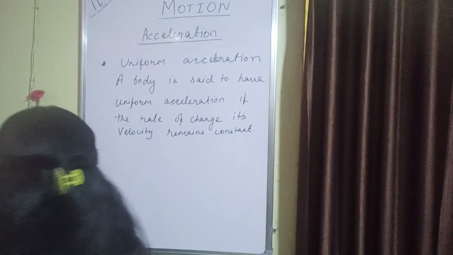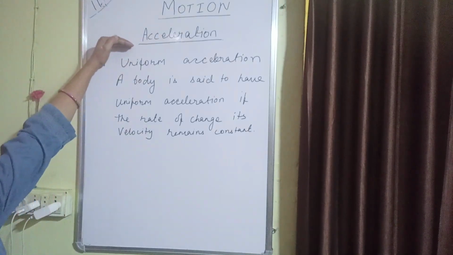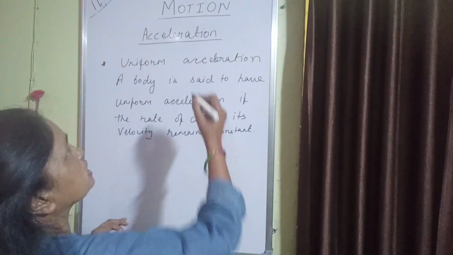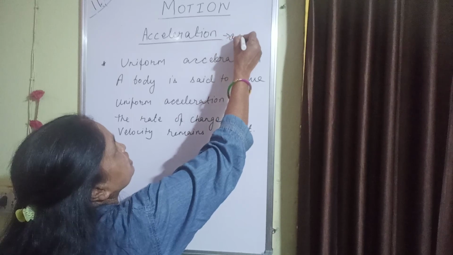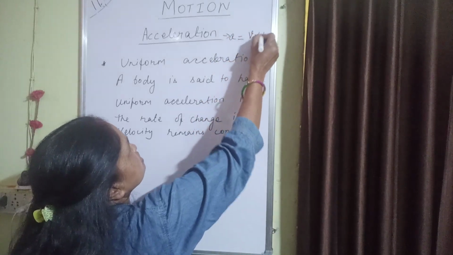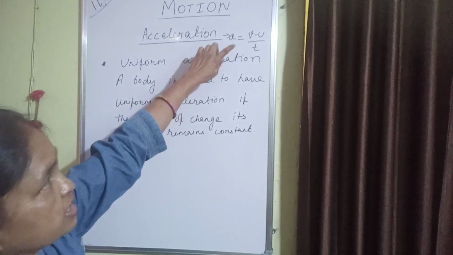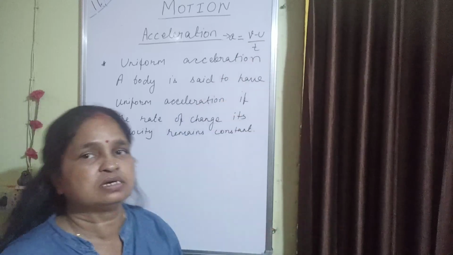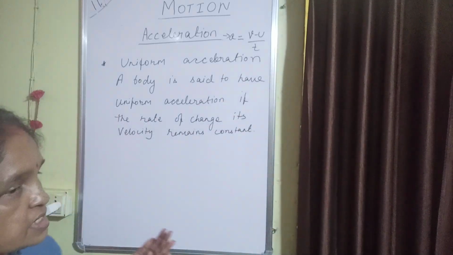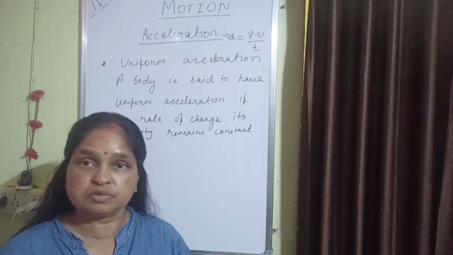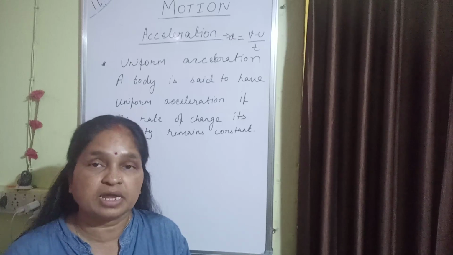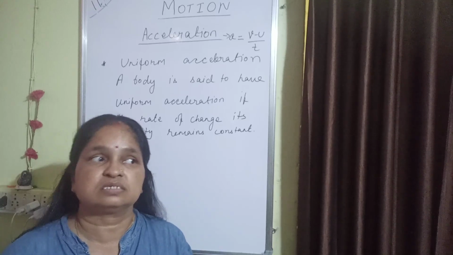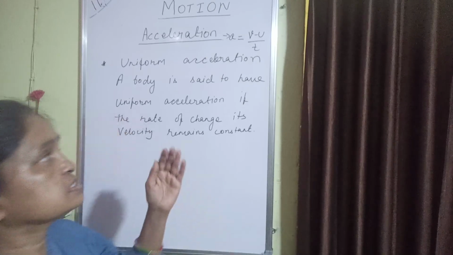So students, acceleration is the rate of change in velocity. It is denoted by a, and we write a is equal to v minus u by t. You know v is the final velocity of the body, u is the initial velocity of the body, and t is the time. Initial velocity means the velocity with which the body starts moving. Final velocity means the velocity that the body gains finally.